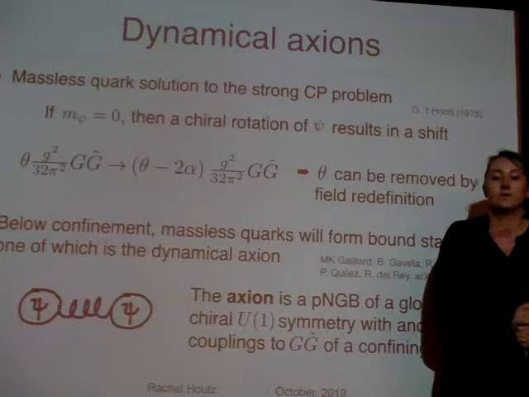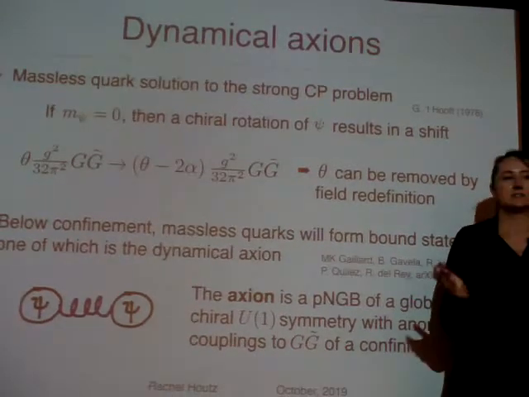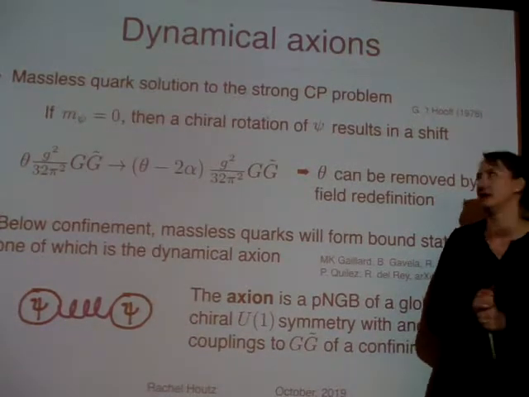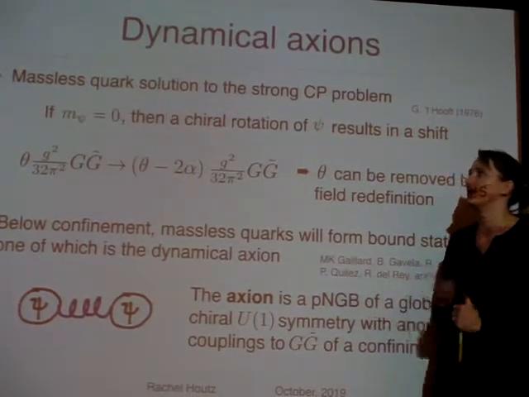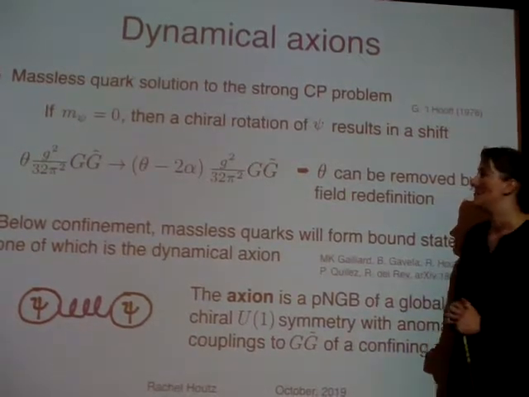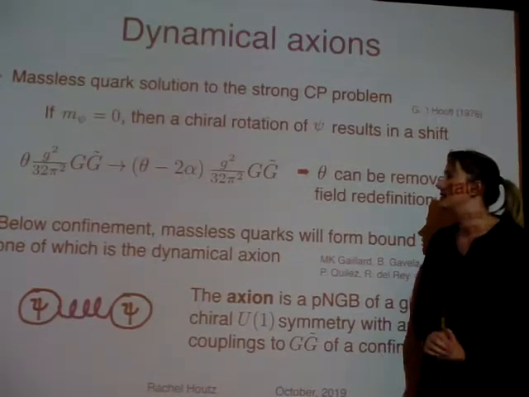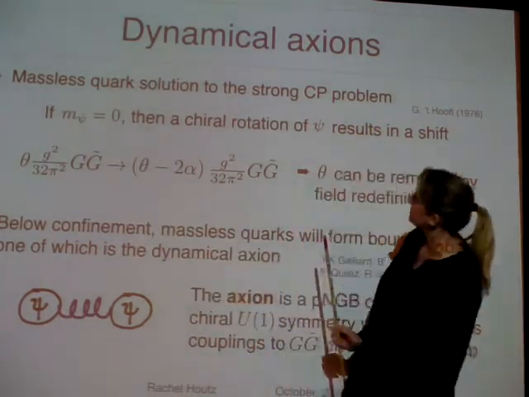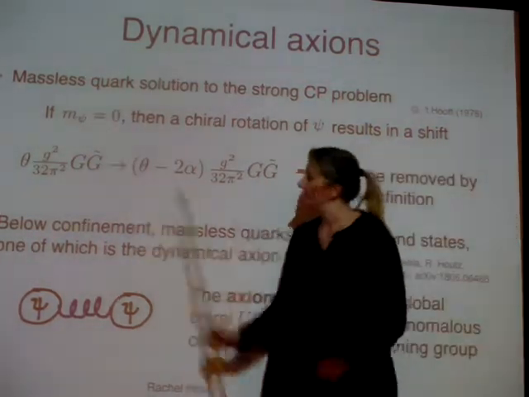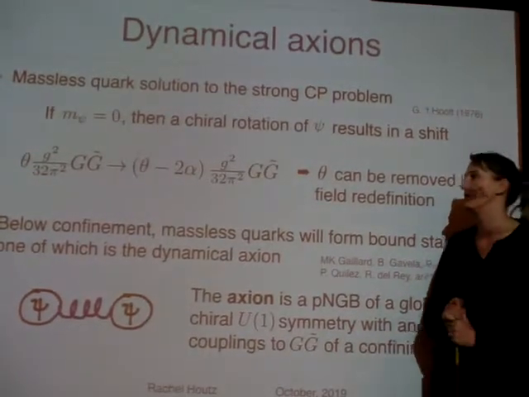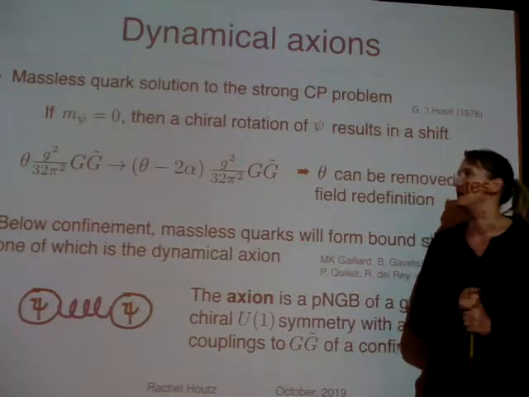So another form of Peccei-Quinn symmetry, because Peccei-Quinn symmetry is just a global symmetry in the Lagrangian that rotates away the theta violating parameter. Another version of a global symmetry like that is if you introduce a massless quark to the theory. So if you have one massless quark in the theory, you can do chiral rotations on the quark field. And then that changes the path integral and shifts theta. And so theta is no longer a physical parameter. Basically the same idea.